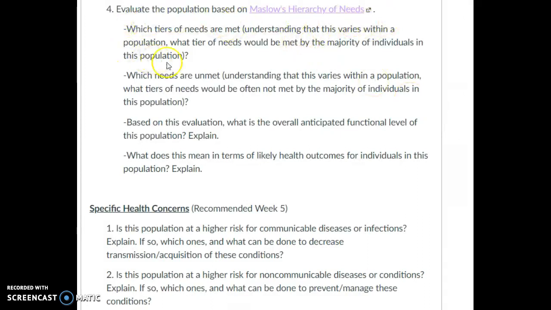So you need to explain what tiers have been met, which tiers have not been met, and then based on the evaluation, what is the overall anticipated functional level for this population, and what does this mean in terms of likely health outcomes for individuals in this population? And notice on these you need to give some explanation as well.